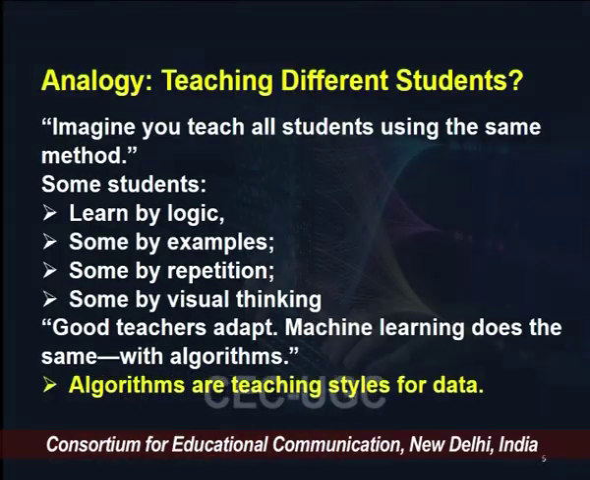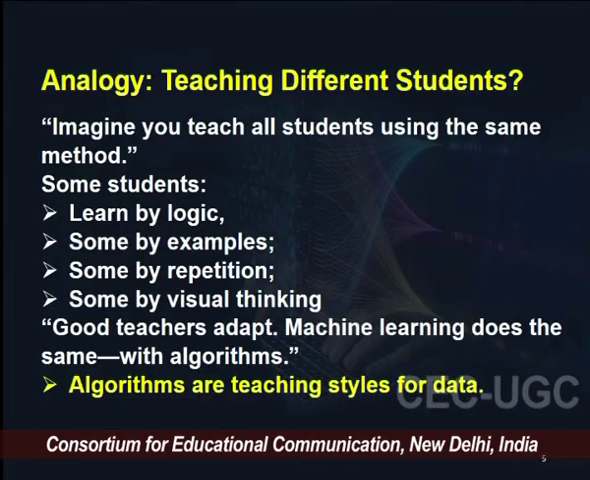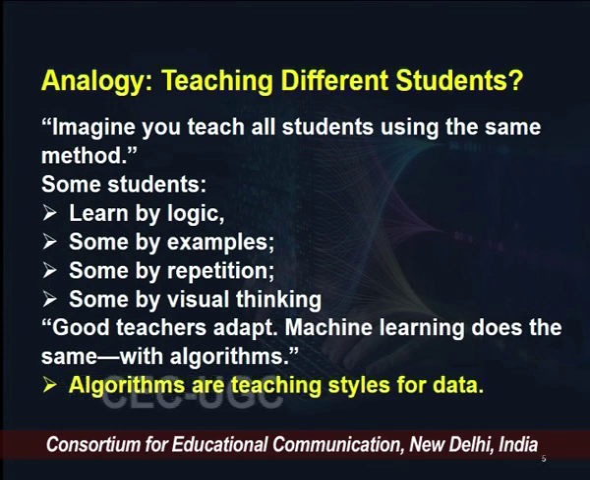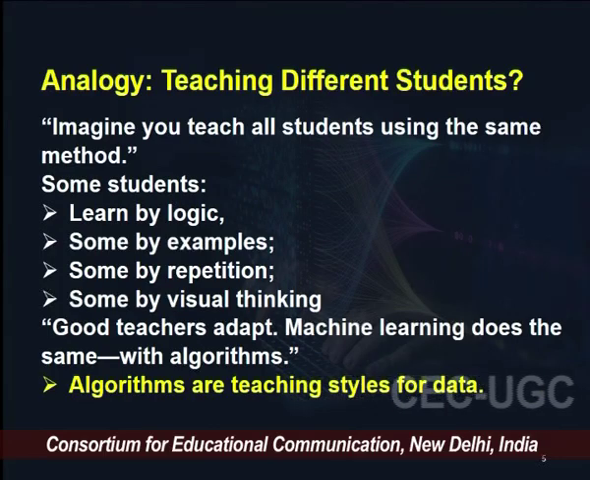of a new algorithm. So, let us take an analogy of teaching different students, for example, in a class. Imagine that you are teaching all the students using the same method. Some students may learn by logic, some other students may learn by examples, some students would like to learn by repetition, some by visual thinking. So, good teachers adapt, isn't it? Machine learning does the same thing with algorithms. Algorithms are nothing but the teaching styles for data, I would say.